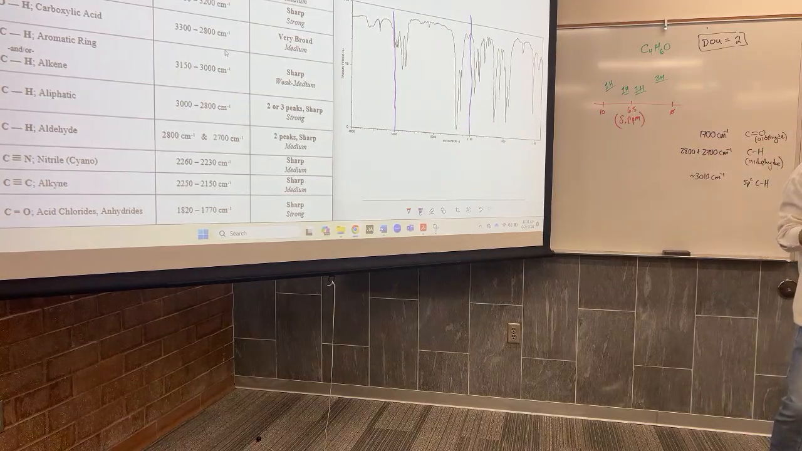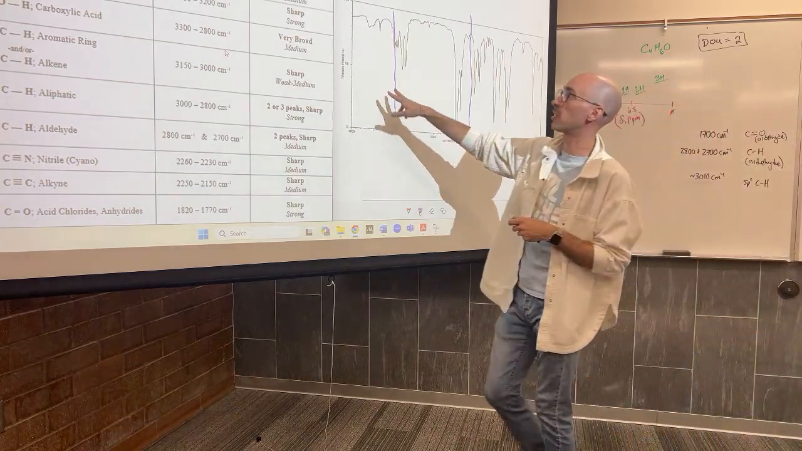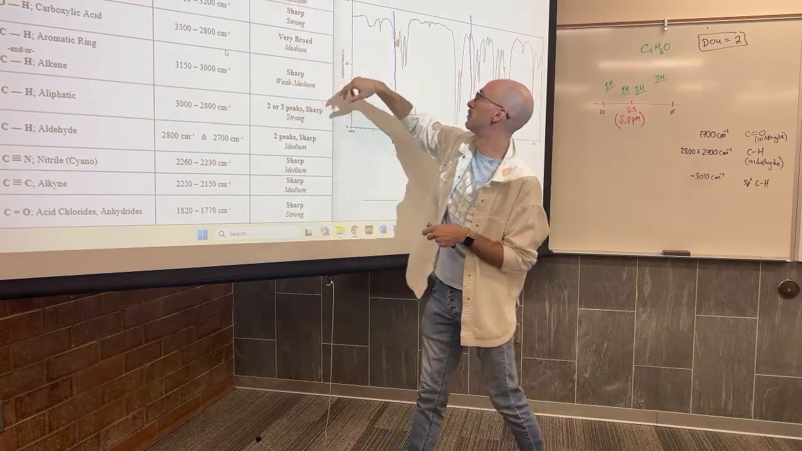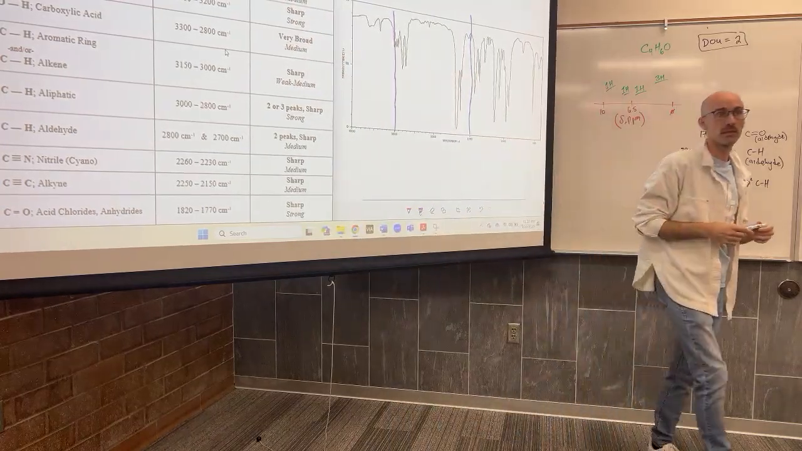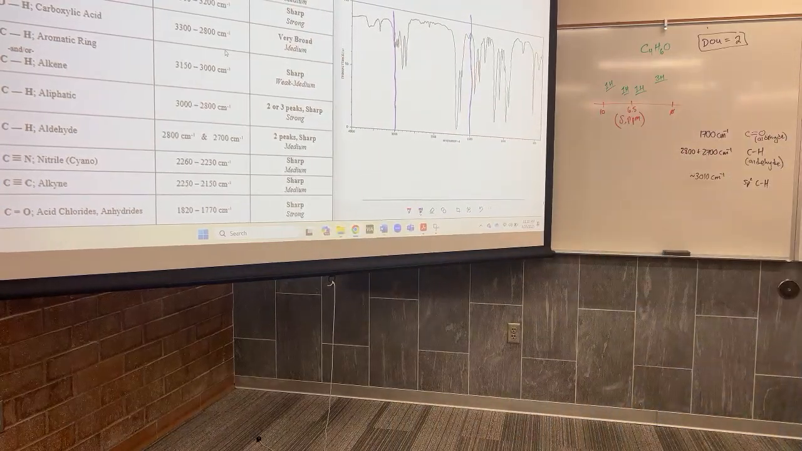Can it be an NH bond? No. Why not? There's no nitrogen in the chemical formula, so definitely not an NH bond. Even though NH absorbs in that region, weak to medium, one peak or two peaks, it's not. That, again, is just noise. It's an artifact that's not telling us anything.